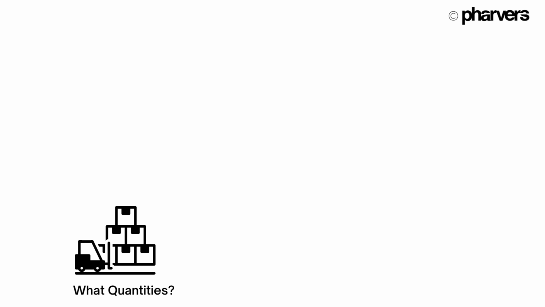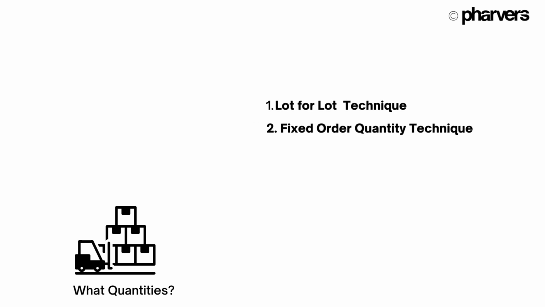There are three main models that are used in determining order quantity of pharmaceuticals. These are: 1. Lot-for-lot ordering technique, 2. Fixed order quantity technique, 3. Economic order quantity technique.